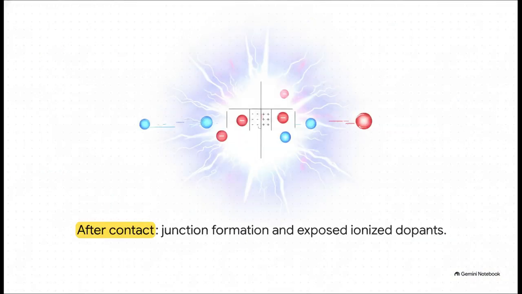But the very millisecond that they physically touch, boom, everything changes. Electrons from the N side naturally want to surge across that metallurgical junction right into the P side, while the holes diffuse in the exact opposite direction. And this sudden massive migration leaves behind bare ionized dopants, positively charged donors on the N side and negatively charged acceptors on the P side. Suddenly, they're exposed in a violently changed, electrically active environment.